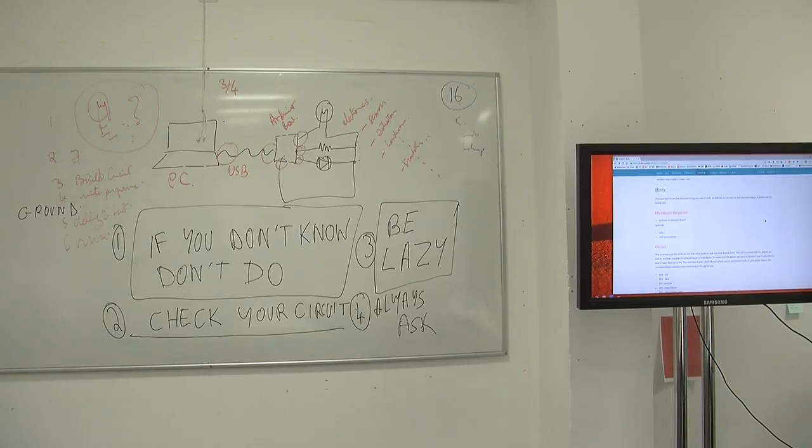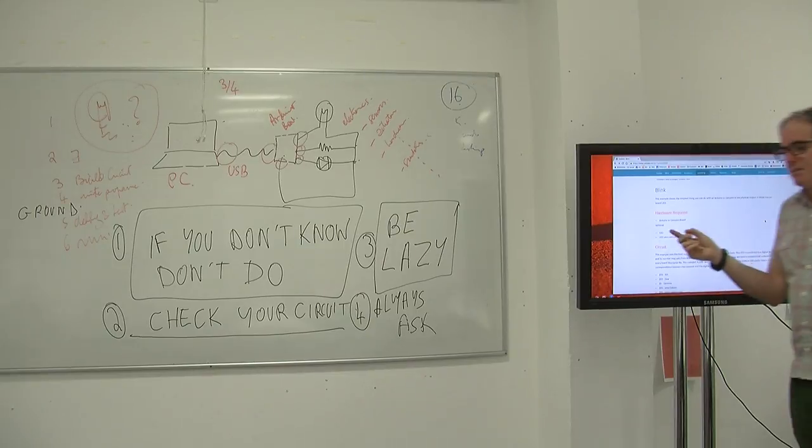What's the second step? Where do we check? On the Arduino website first, and if you don't find it on the Arduino website, just a second.